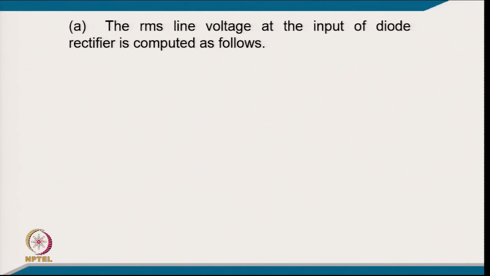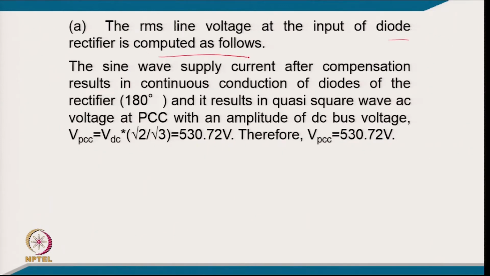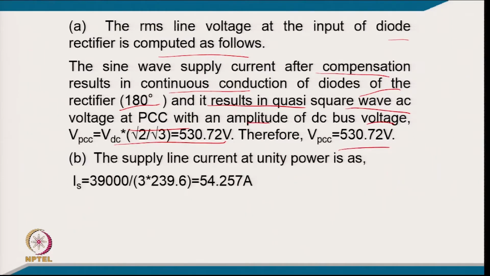So, the RMS line voltage at the input of the diode rectifier is computed from that waveform, which is shown in the previous figure. The sine wave supply current after compensation results in continuous conduction of the diodes, that is 180 degree, and it results in a square waveform at the PCC with the amplitude of the DC voltage. So it comes to 530.72, and that is the RMS voltage at the point of common coupling, or input of the diode rectifier.